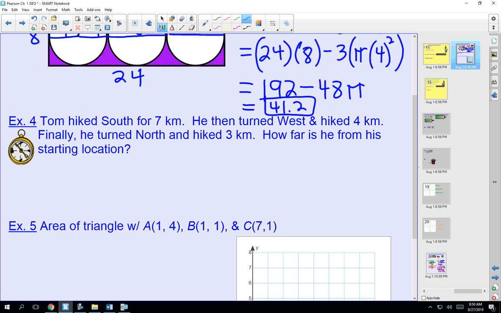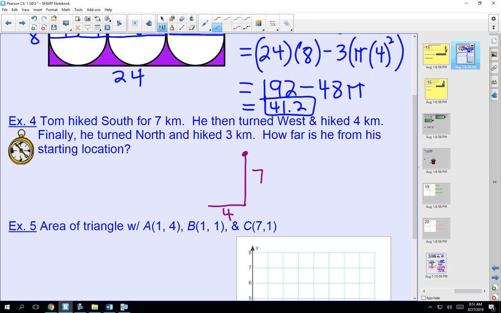Let's see here. At least number 4 involves Pythagorean theorem. So here's Tom. He's going to hike south 7 kilometers. So Tom starts right here. He goes south 7 kilometers. Put a 7 on there. And then he turns west and hikes 4 kilometers west.